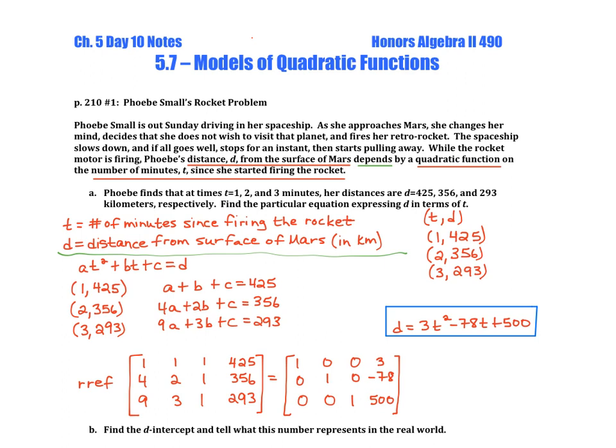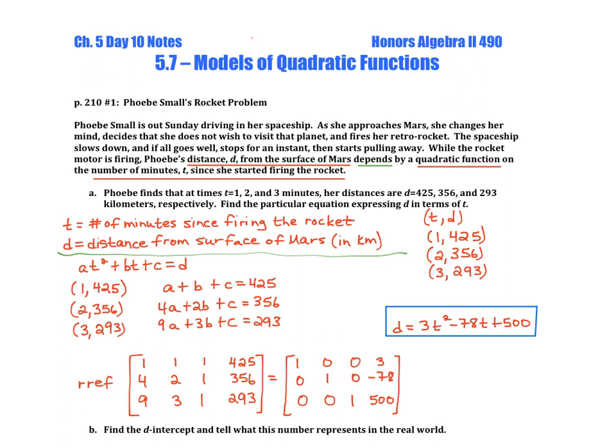So if I use RREF, I'm going to set up my coefficients and my constants in one matrix. So I've got 1A plus 1B plus 1C is equal to 425. 4A plus 2B plus 1C is equal to 356. 9A plus 3B plus 1C equals 293. So notice I show my matrix that I'm going to enter on my calculator. I do RREF on that matrix. And then this is the matrix that results from it once I plug that into my calculator.